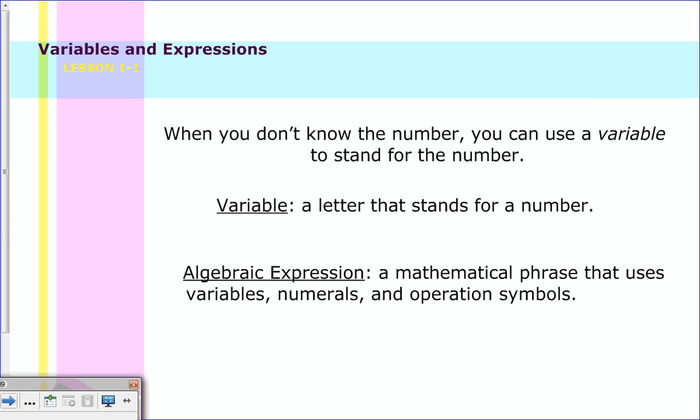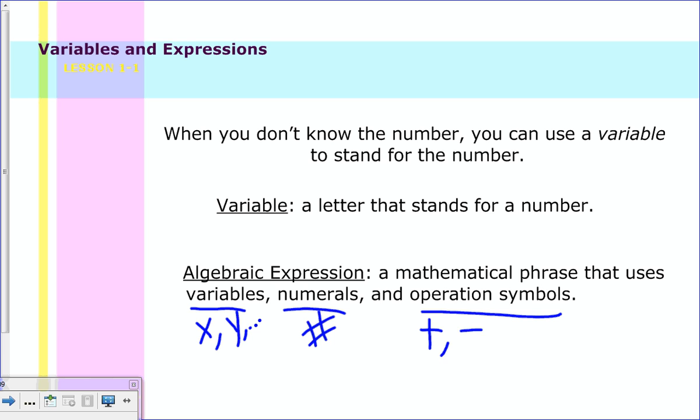Now, this is a mathematical phrase that uses variables, numerals, and an operation symbol or symbols. So, when they talk about variables, again, it needs to have some sort of variable. It could have an X, Y, and so on. It needs to have numerals. A numeral is a number. A lot of the times you'll see some numbers in there. And then an operation symbol. And operation symbols are just those plus, minus, multiply, and dividing symbols.